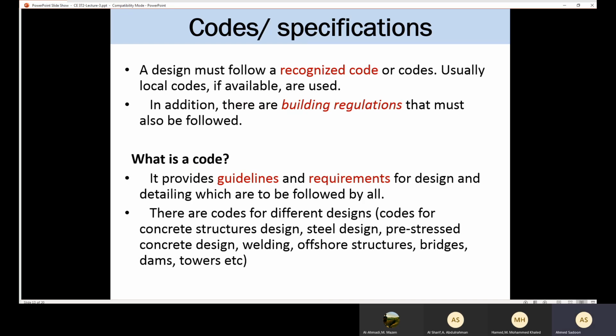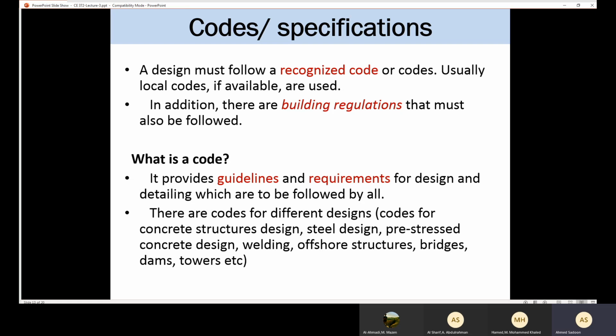And also we have the codes and the specifications. Each and every design should follow a recognized code or codes. Usually it could be local codes. If available, that is going to be better, because the local code is going to consider the local conditions.